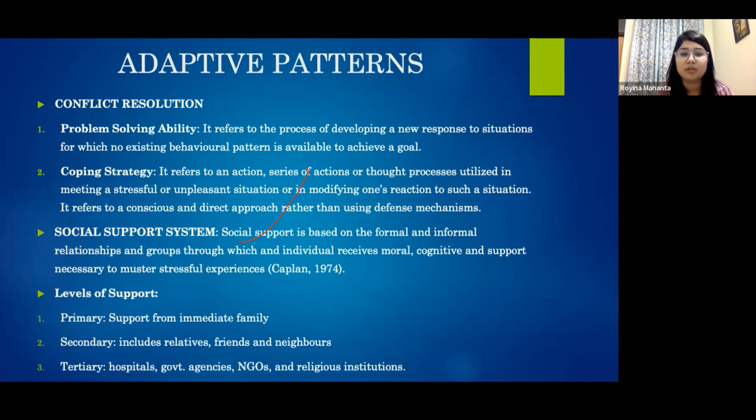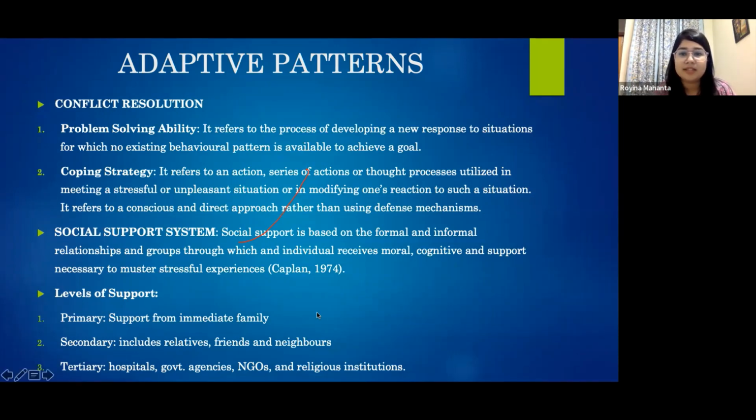Secondary support includes extended relatives, friends, and neighbors. So again, in addition to the immediate family, if we look at the relatives, friends, and neighbors, how much of a support is the family getting from them? Then we look at tertiary level of support, which refers to hospitals, any government agencies, NGOs, and religious institutions. So how much of a support is the family getting from this tertiary level care?